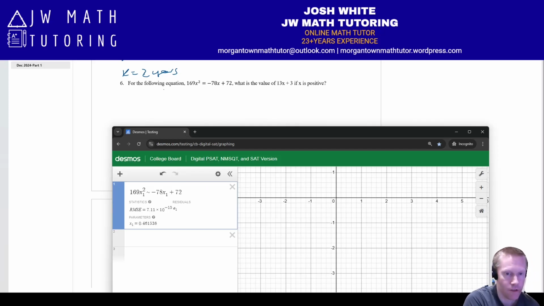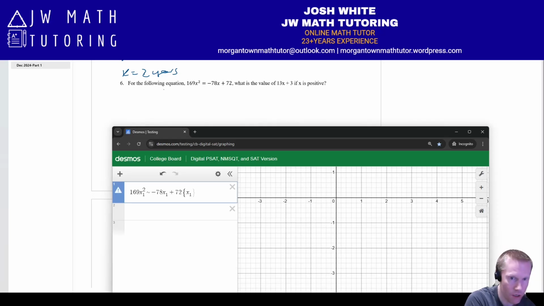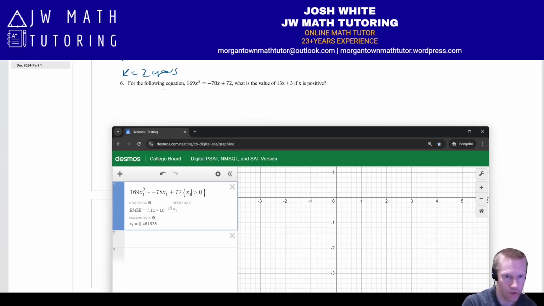But what I was going to say is, if you need to force Desmos to give you one of the different answers, what you can do is put a little qualifier here in a bracket, like x1 greater than 0. That doesn't change anything because we already had this. But if you wanted the negative one, you could make it less than 0. There's the other answer, and it's the exact value. Okay? So just so you know, that's how you can force it.